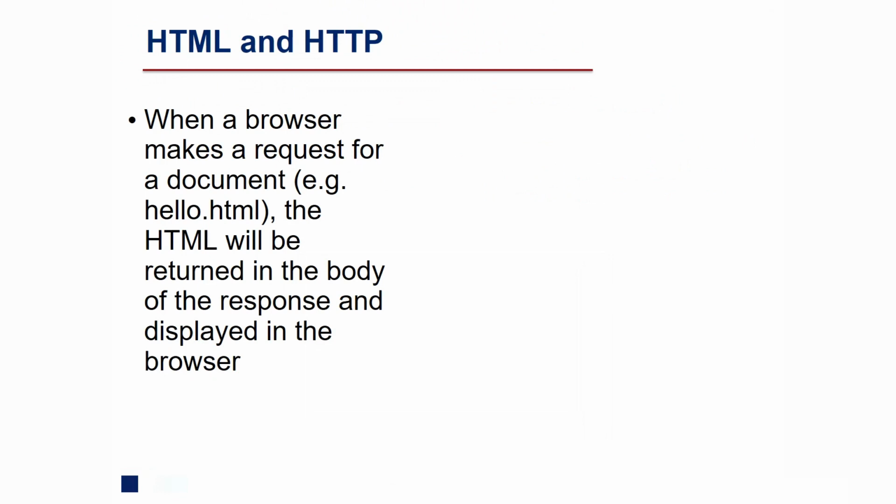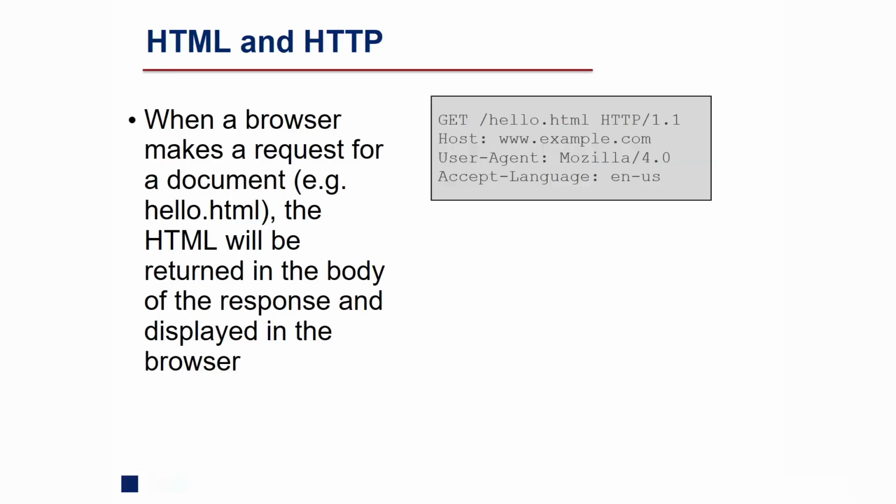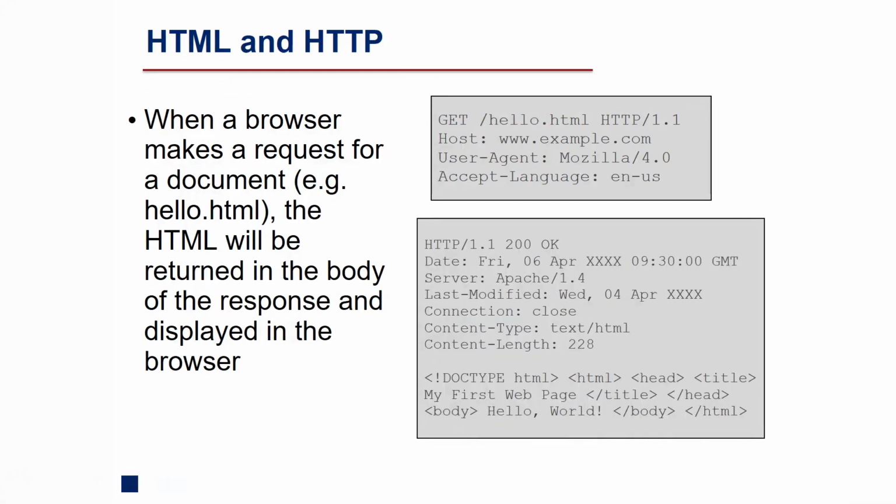In the previous lesson, we talked about HTTP as this protocol for requesting content and sending back a response with that content. So where does HTML fit in? When a browser makes a request for some document or some content or some resource on the World Wide Web, it sends as part of the HTTP request the name of a file or some resource, in this case, hello.html. When the server handles that request and sends back a response, the contents of that HTML file are part of the response, the body of the response.